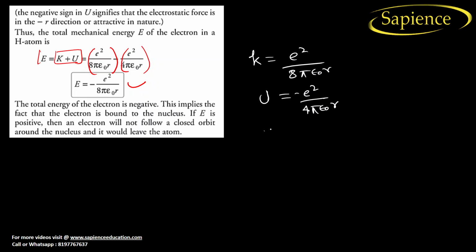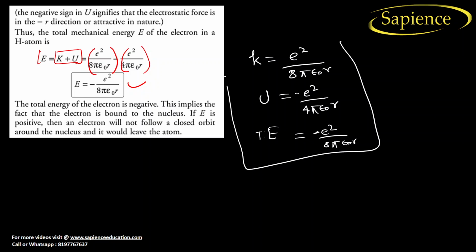So finally we have got each and every value. Just try to understand. Kinetic energy is equal to e square by 8 pi epsilon naught into r. Potential energy is equal to minus e square by 4 pi epsilon naught into r. And total energy will be equal to minus e square by 8 pi epsilon naught into r. So these three formulas are to be memorized before solving the problems.